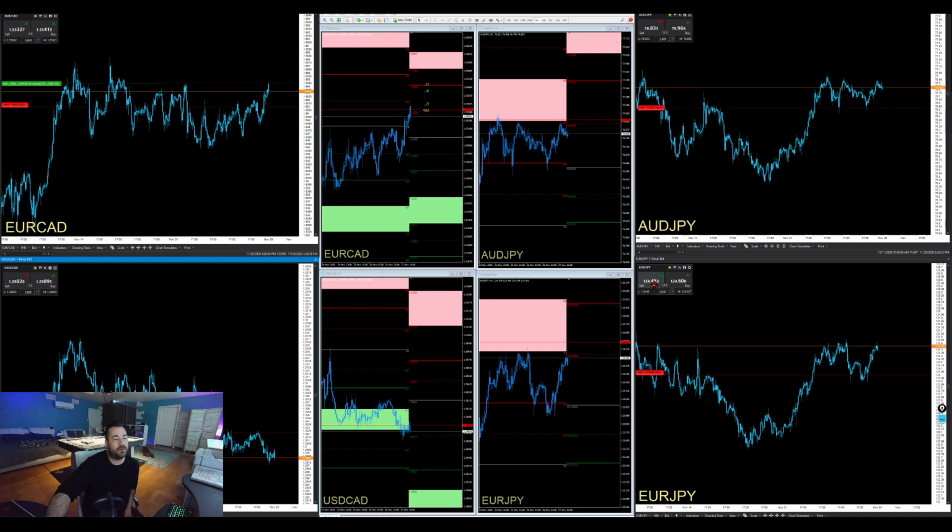All right, taking a short here on the Euro yen. Go ahead and mark the stop here shortly. I don't want the wide spread to take me out. I will be keeping a close eye on it. My stop is going to be right up in here.